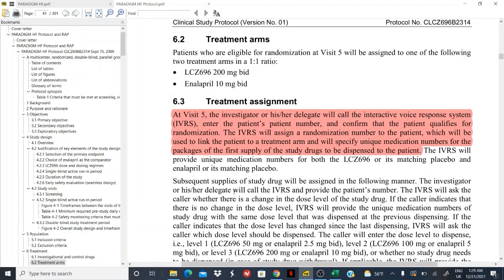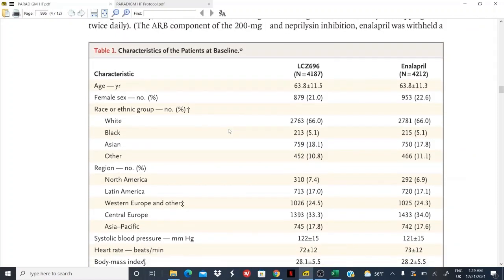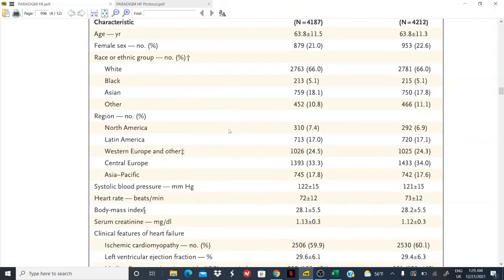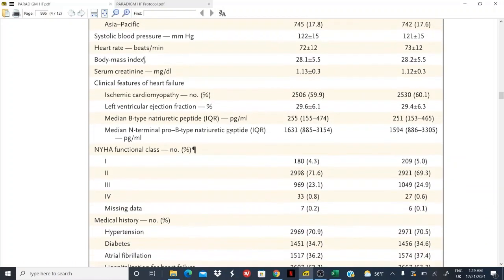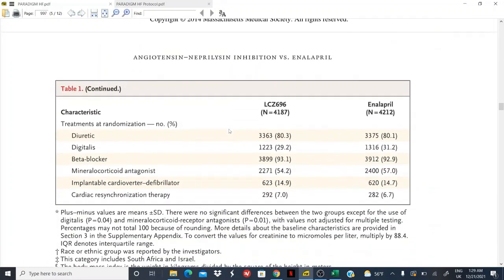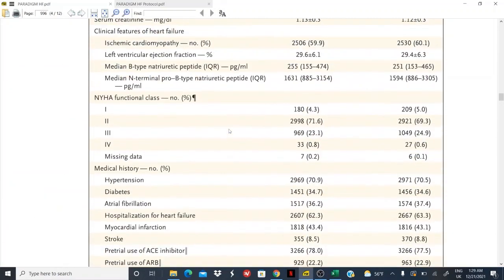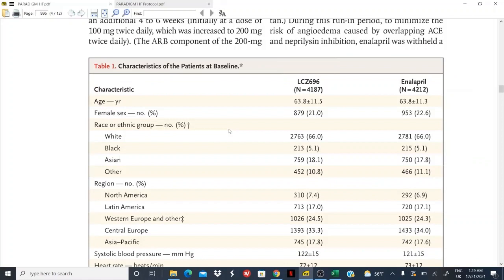So in our example, if we go over to Table 1, you can scroll through this table if you download the PDF from the New England Journal of Medicine, and you'll see that most of the characteristics are pretty closely matched between the two cohorts, right? Most of the differences are very, very minimal. Now, one thing I should add is that some differences are expected.